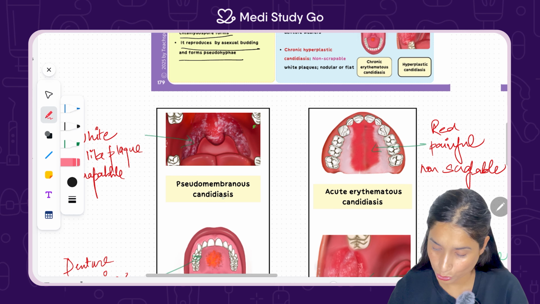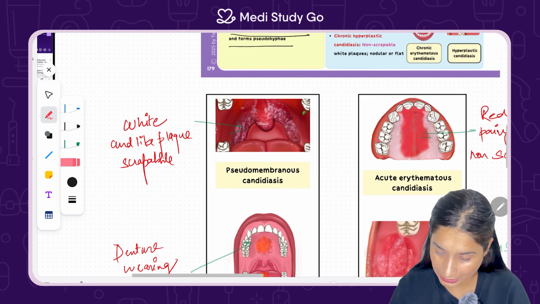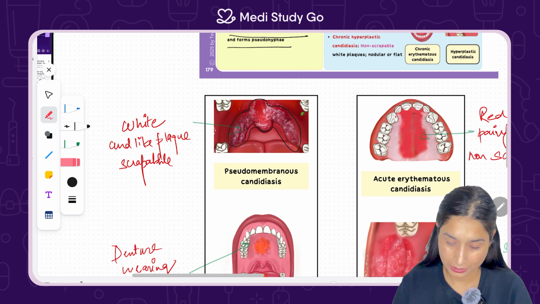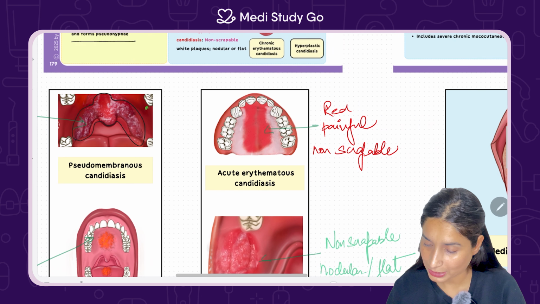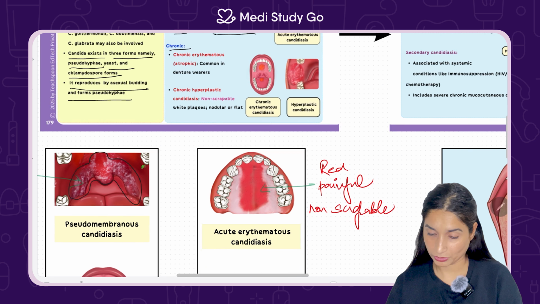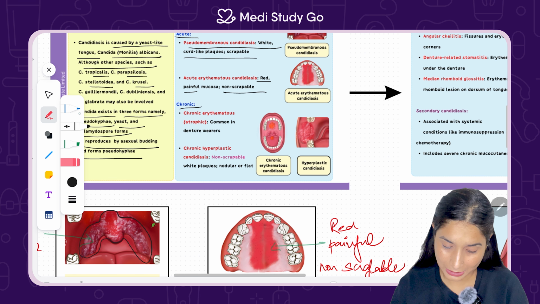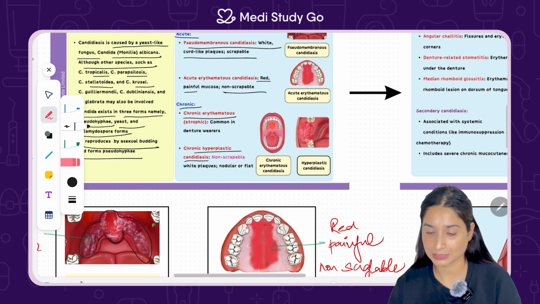So this is pseudomembranous candidiasis. You will see the lesion is a white plaque and it is scrapable. And here you will see it is red, painful and non-scrapable. The second is the chronic. In the chronic, you will see again two types, chronic erythematous and chronic hyperplastic candidiasis.